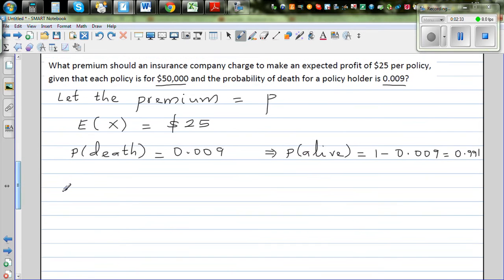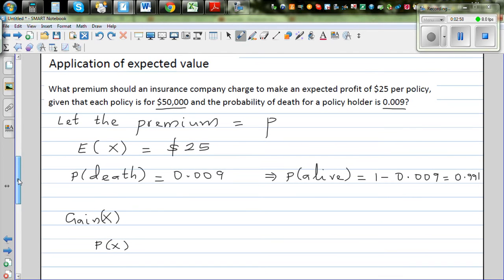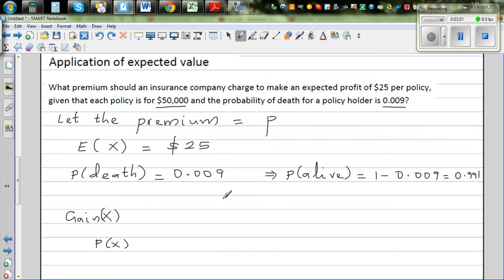So let's talk about the two scenarios. Let us make a table: this is your random variable X, and this is the probability of the random variable. X stands for the gain. We are interested in gain, so gain is your random variable. There are two scenarios for the insurance company. Let's start with the positive: the policyholder is alive, or the policyholder dies. One is death and the other is alive.